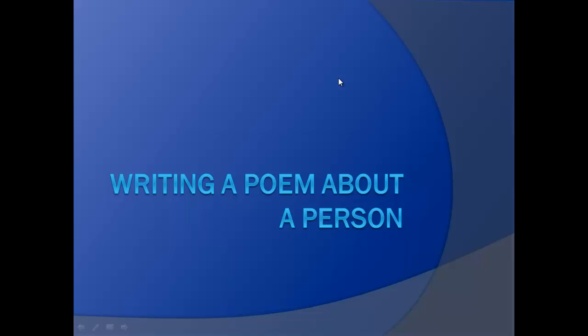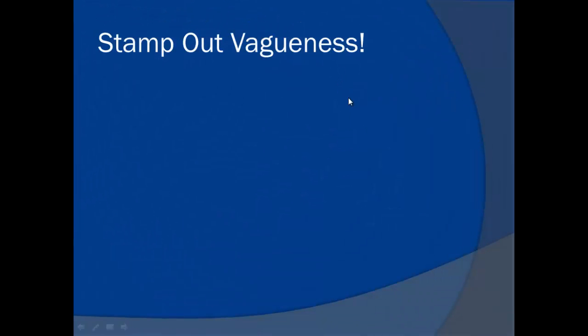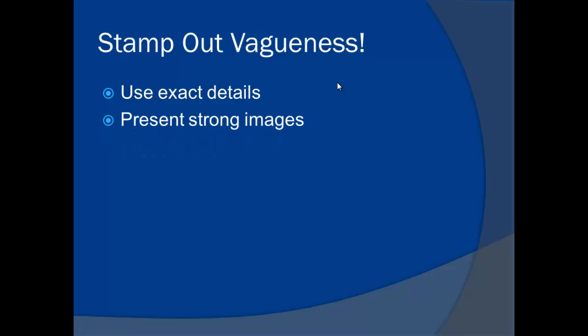This lesson reviews writing a poem about a person. When writing a poem about a person, the first thing you need to keep in mind is you need to stamp out vagueness. Make sure that you're using exact details about your person. Present strong images, and include lots of sensory language. There will be more about sensory language later in this lesson.